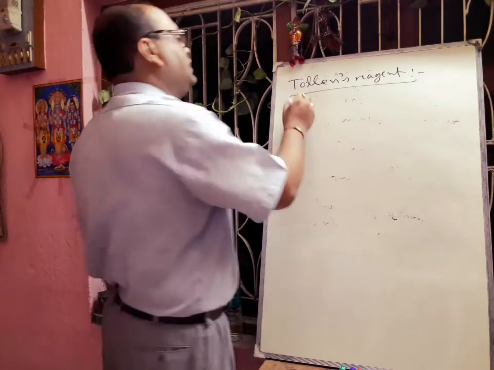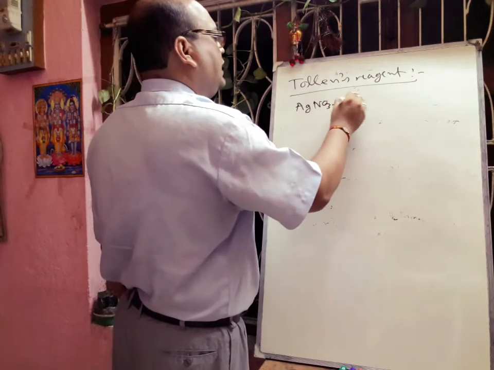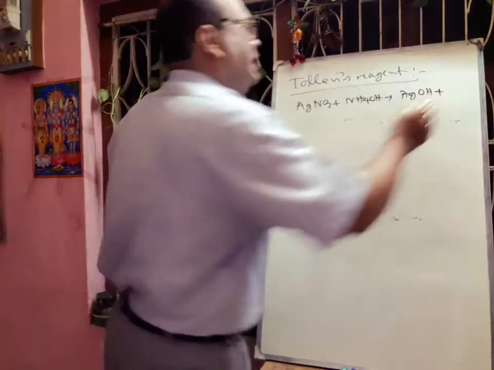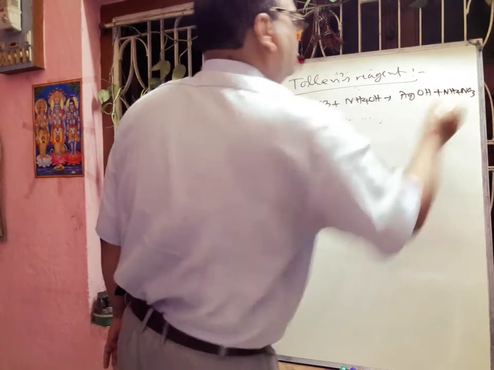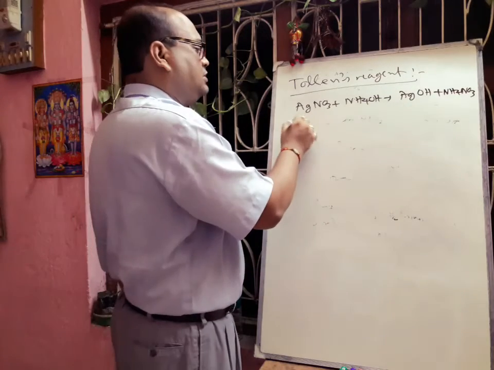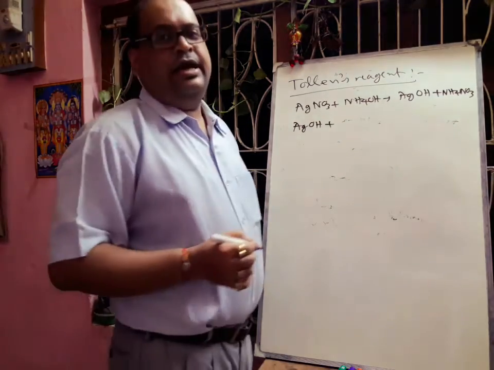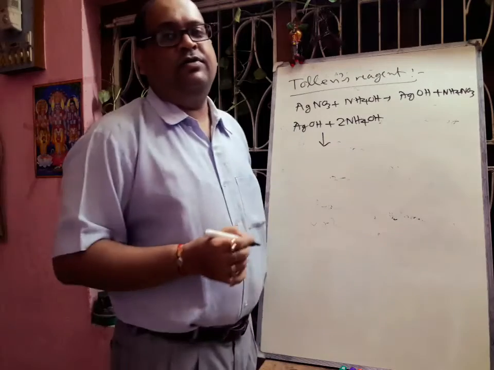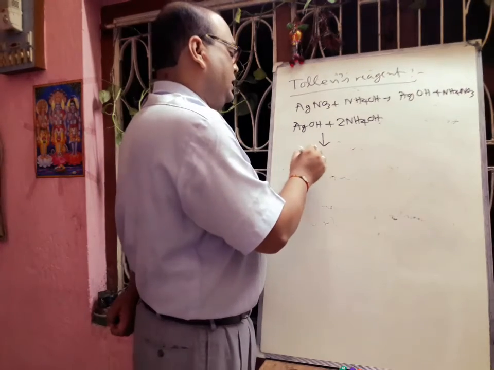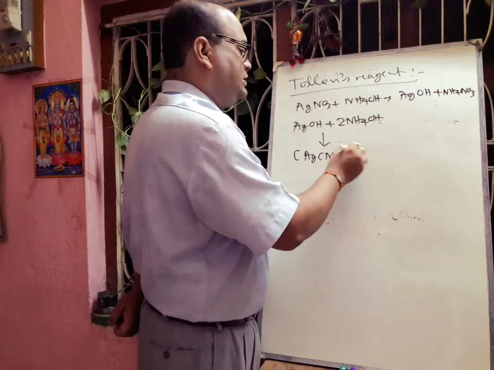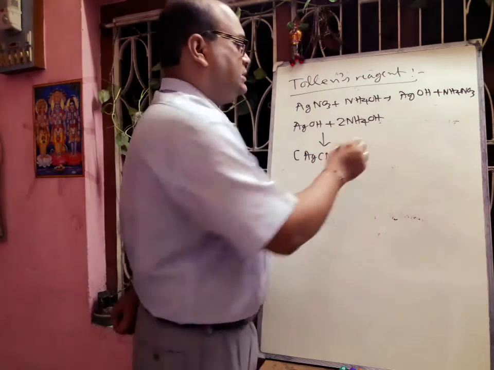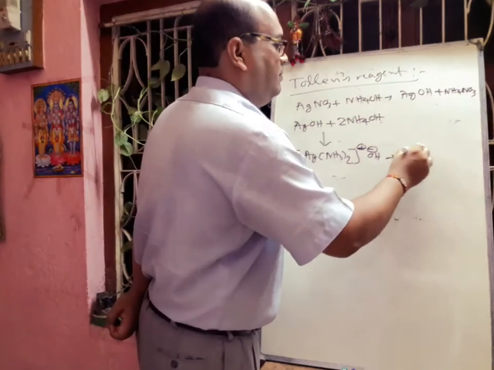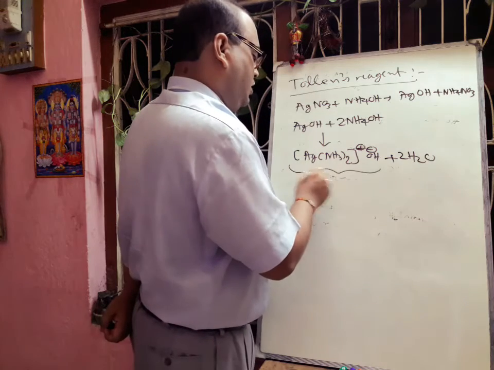So here what is the reaction? Silver nitrate reacts with ammonium hydroxide or sodium hydroxide, forming silver hydroxide plus ammonium nitrate. And this silver hydroxide will react again with ammonium hydroxide, and there will be formation of one complex, that is [Ag(NH3)2]+ plus OH minus plus water, and this is called Tollens reagent.